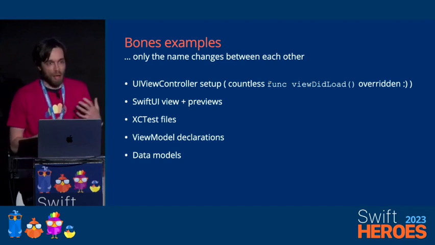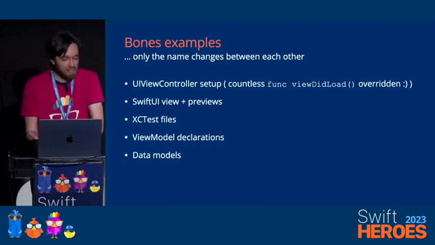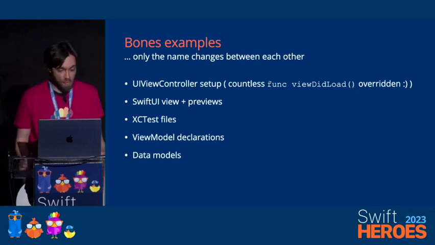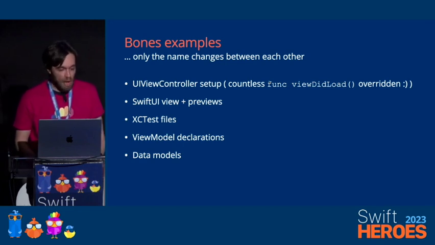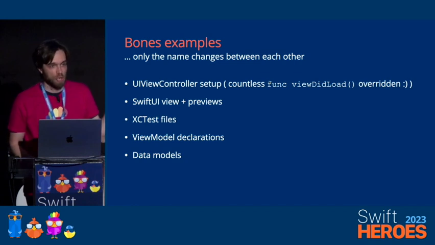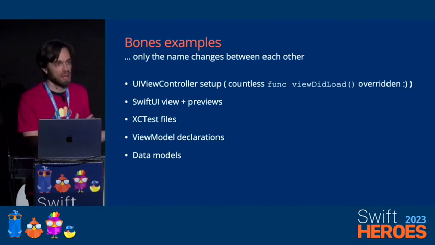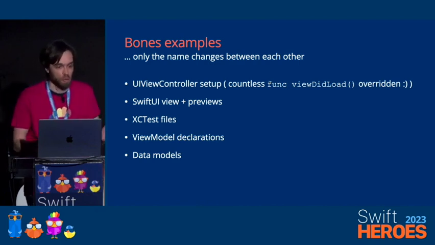and if we take a step back to the UIKit world, usual boilerplate is, I don't know, a UIViewController with the viewDidLoad already pre-configured, or the SwiftUI view and the SwiftUI previews, test files, so XCTest files, view model declarations, if you, like us, are using MVVM, data models, whatever may come to your mind. Thinking about yesterday's talk from Firas and Valeria, probably also the design stuff and the styling, the atoms and the tokens could be an example of bones.